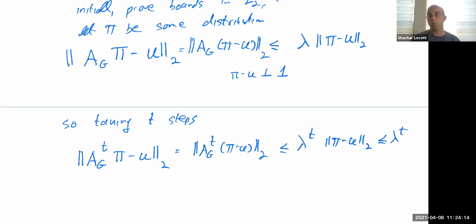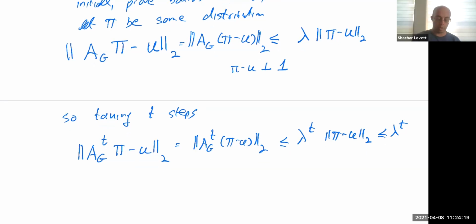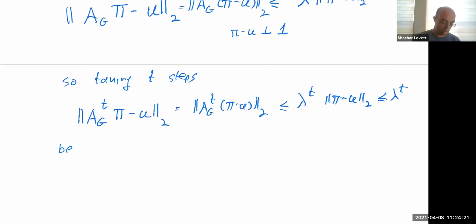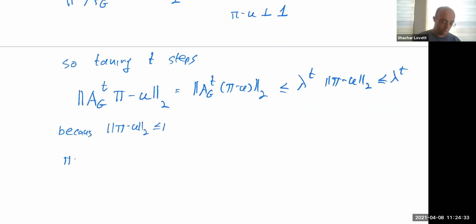If I have any distribution, pi minus u in L2 is at most 1. Let's see why. Let's just do the calculation here. It's a simple calculation. What is the L2 norm squared of pi minus u? It's the sum over all v of pi v minus 1 over n, squared.